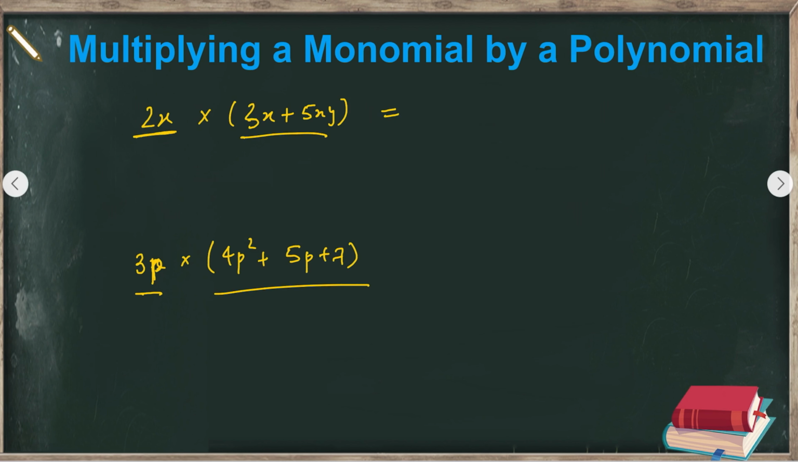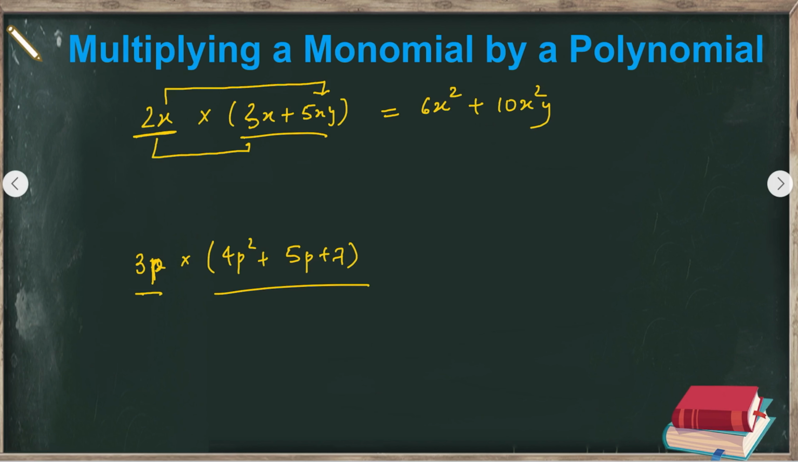First we are going to multiply this monomial with the first term in this bracket. So 2x into 3x will result in 2 into 3, which is 6, and x into x will give us x power 2, that is x square. Next we'll multiply this monomial by the second term in the bracket, that is 2x multiplied by plus 5xy. So 2 into 5 will give us plus 10, and x and x will result in x square, and then we have variable y. So the result here will be 6x square plus 10x square y.